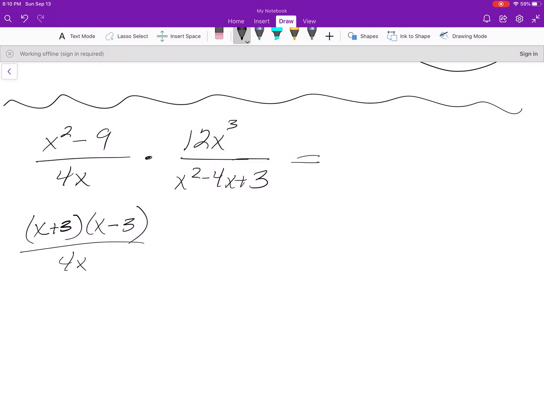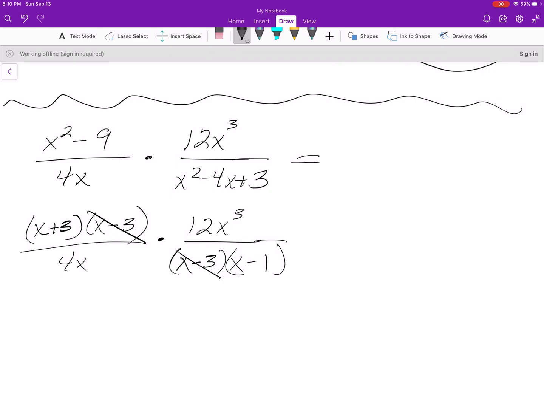4x is just a single term. I don't think I need to reduce that or factor that. 12x cubed is just a single term. And then in the denominator of the second fraction, I might get lucky and be able to factor that. Yes, x minus 3, x minus 1 is going to give me the correct middle term and a positive 3 on the end. Okay, that's beautiful. I've got a cancellation there.